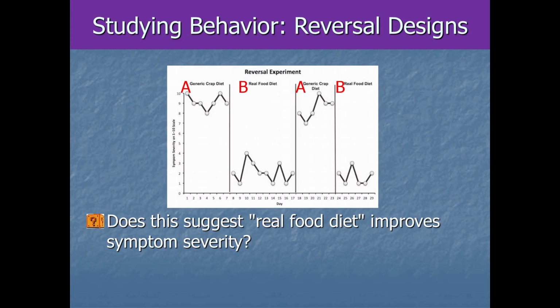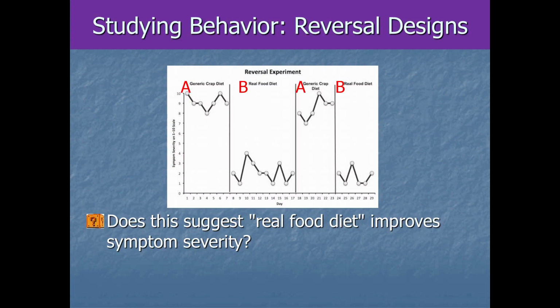In this case, it does seem a little more in line with the idea that real food diet truly works, because the symptoms are clearly lower during those phases when they do the real food, and only during those phases. So it's unlikely that a random event or change on day 7 caused this pattern of data. Now, it's still possible, I guess, that there were 3 coincidences, one on day 7, one on day 18, and a different one on day 24, and those other things caused the symptom changes, but that just seems much less likely than when our friend just did an A phase and a B phase with no reversal.